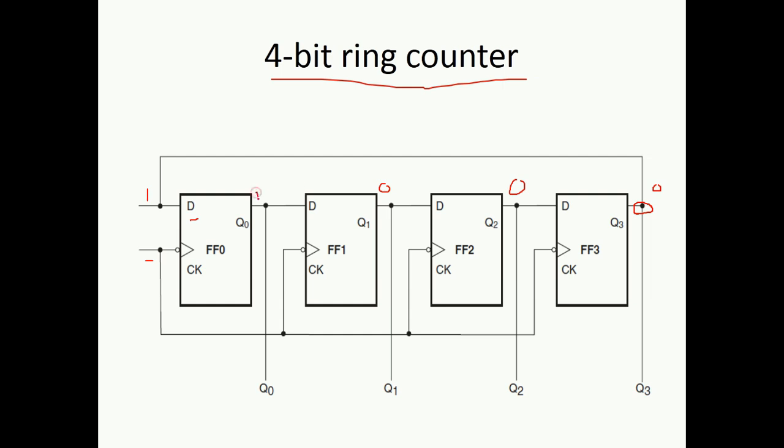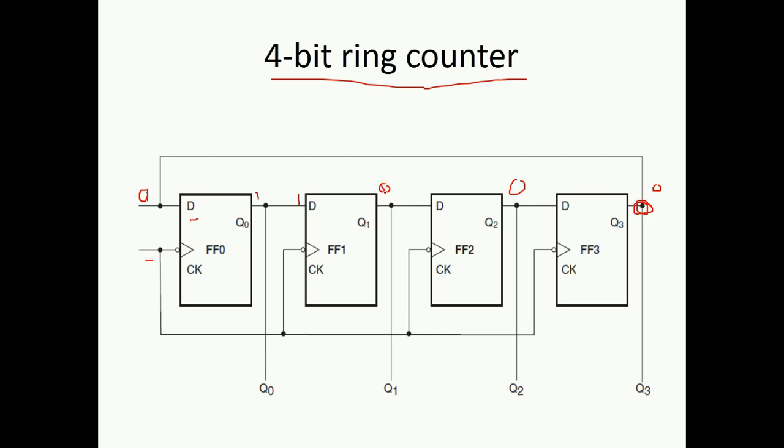When the first clock cycle appears, this 0, that is Q3, will be given as the input to this D. So now flip-flop number 0 input D will become equal to 0. On the other hand, Q0 is connected with D. So 1 will transmit over here. Now D will become equal to 1. So if input D is 1, output will be 1.